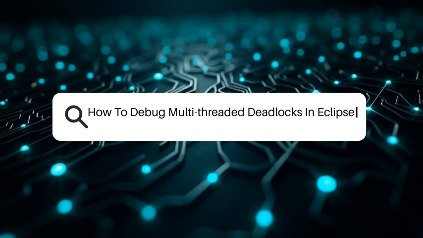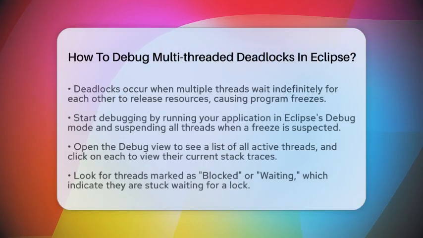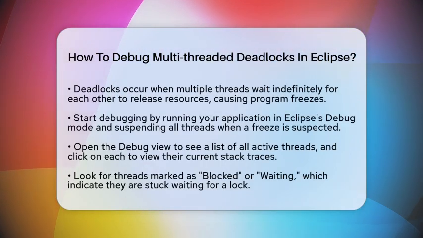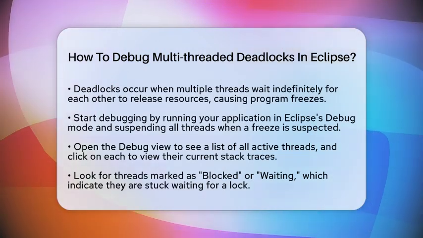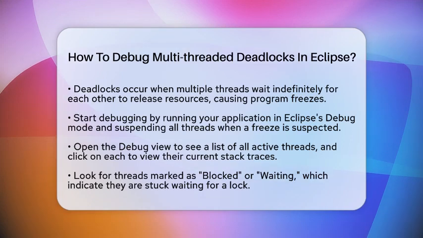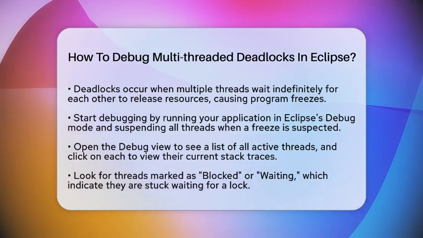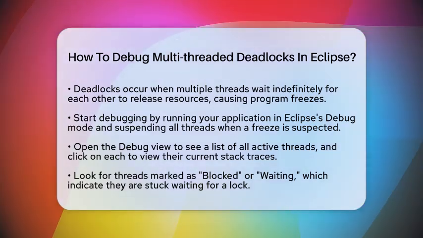How to debug multi-threaded deadlocks in Eclipse. Imagine your program suddenly freezes, and you have no idea why. It's like a traffic jam where cars are waiting forever for each other to move. That's what a deadlock feels like in your code. Deadlocks happen when two or more threads are stuck waiting for each other to release resources.